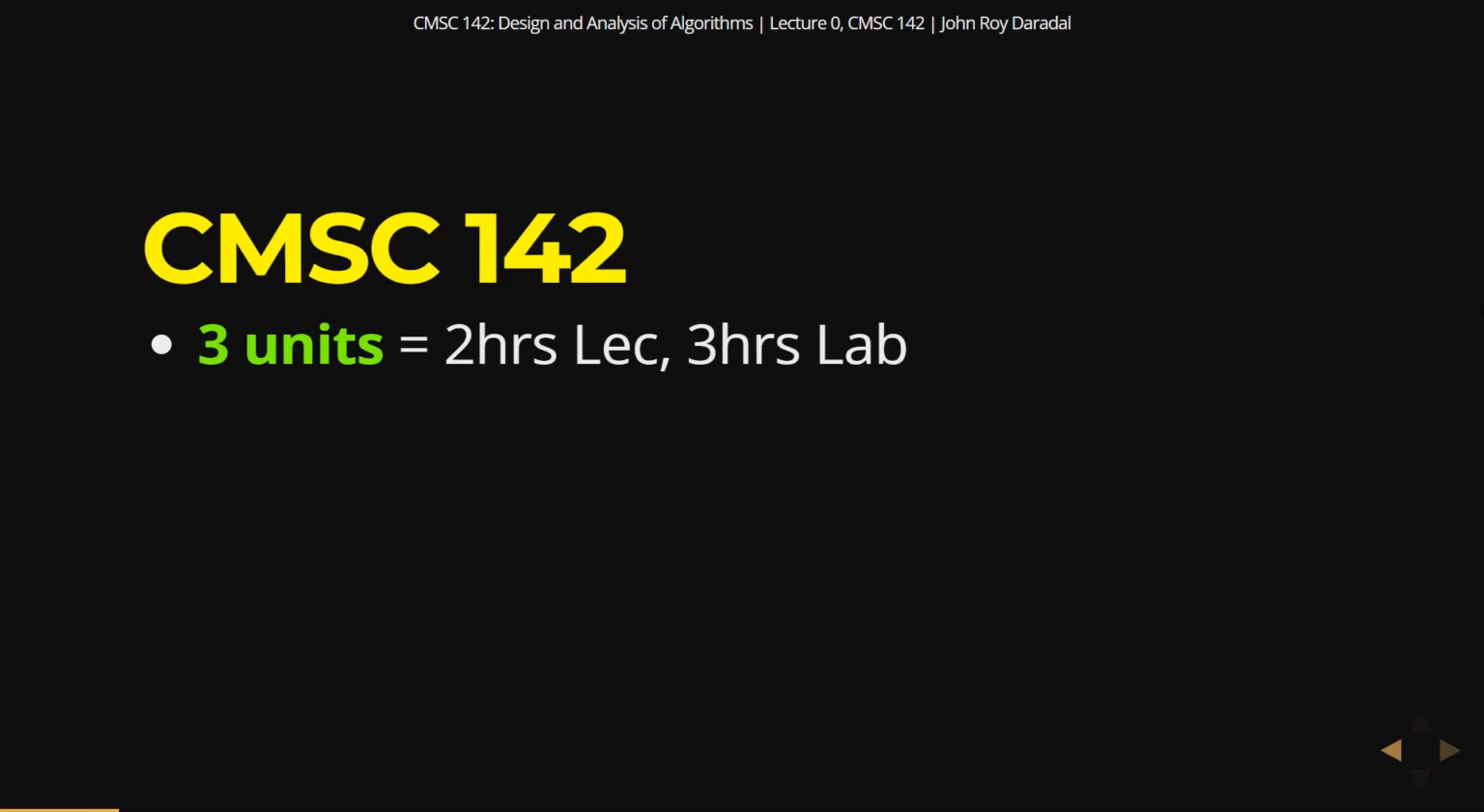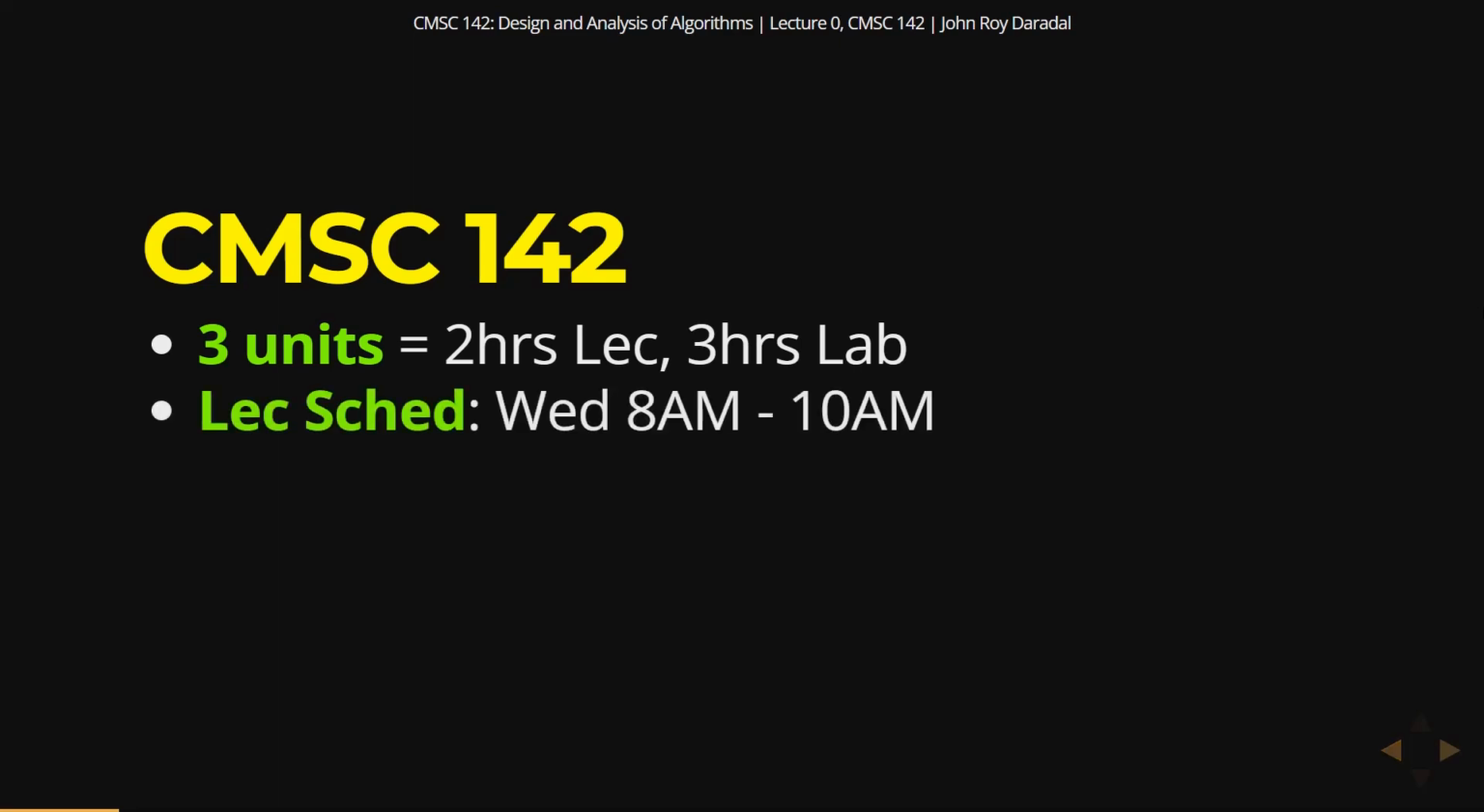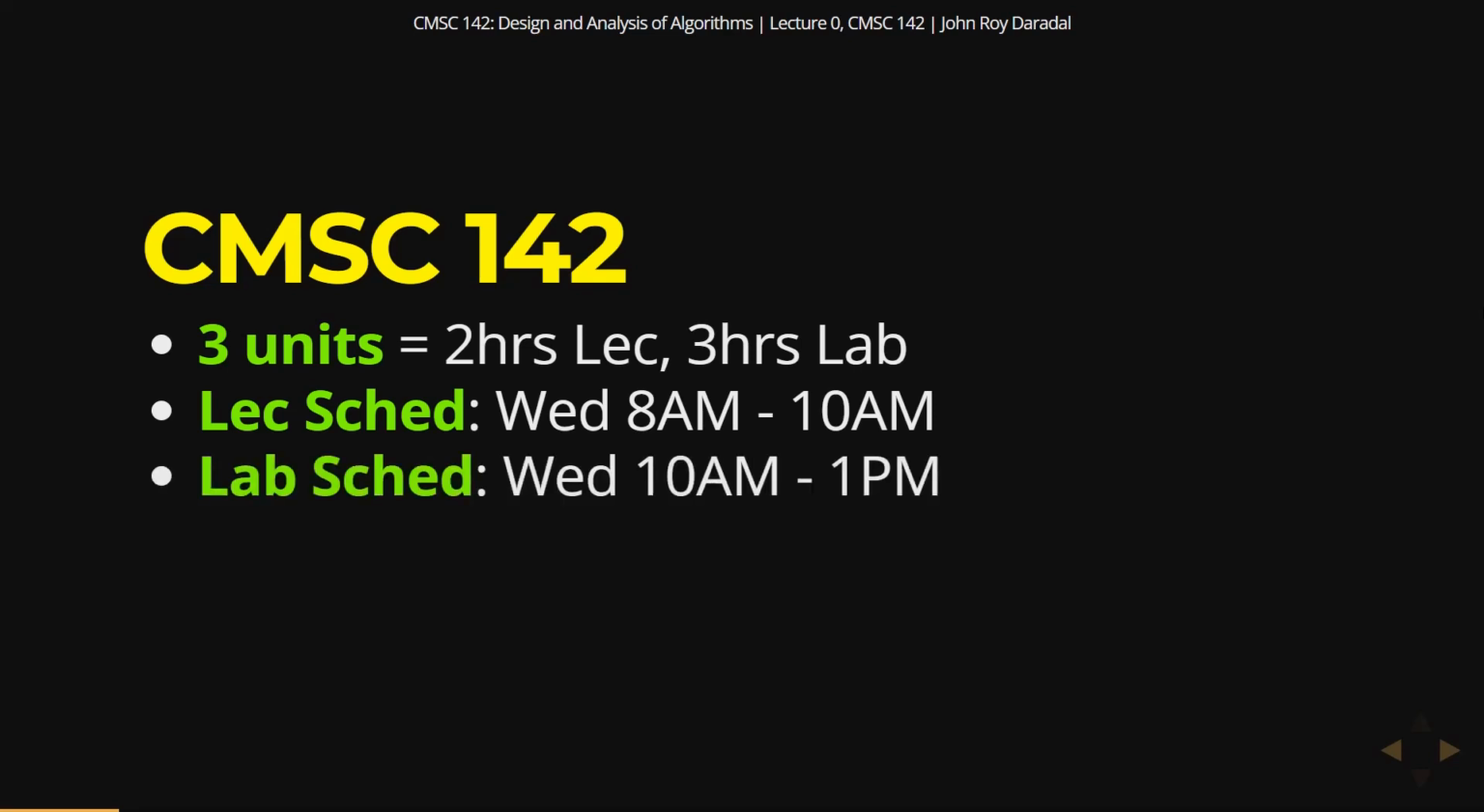Now, ComSci 142 is good for 3 units. So there's a 2-hour lecture component and a 3-hour lab component per week. For the lecture, our schedule is every Wednesday, 8 to 10 a.m. And for the lab, your schedule is every Wednesday also, but from 10 a.m. to 1 p.m. I will only be handling the lecture part. For the lecture part, we will cover about 1 to 2 topics per week, depending on the length of each topic.